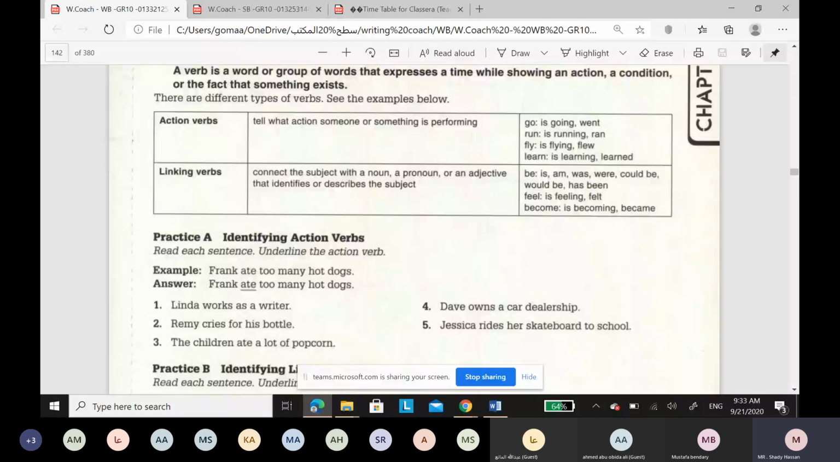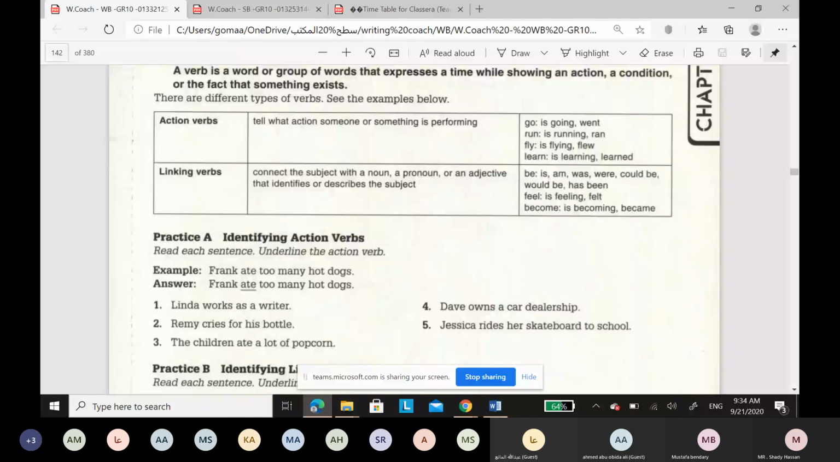The exercises. Number 1. Linda works as a writer. So, where is the action verb in here? Is it Linda, works, or writer? Works. Yes, we are following the word that expresses an action. Here it's the verb works. That's right.